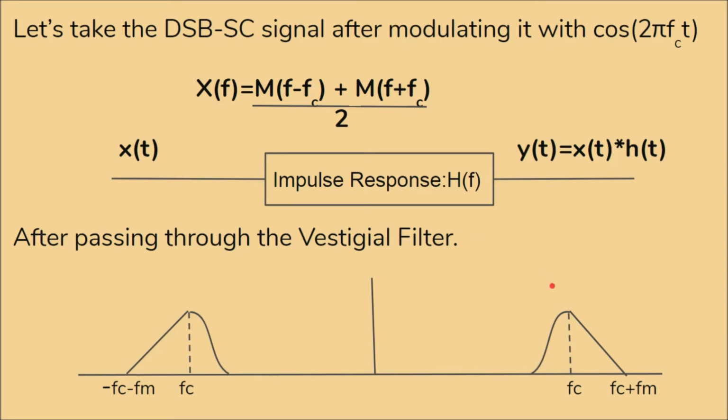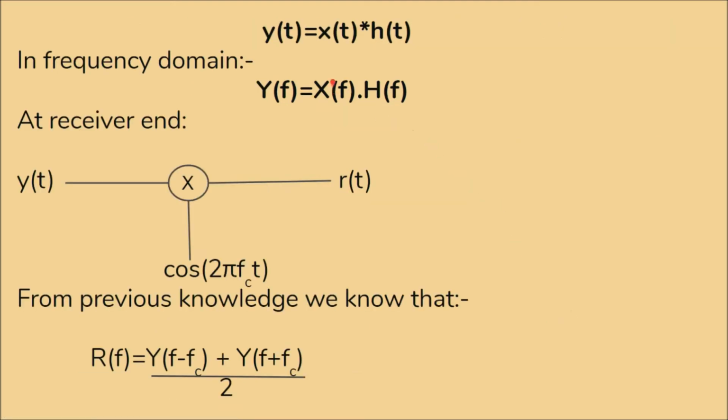Now, after passing through this filter, the output is shown in the below diagram. Here we can see that we have added a part of the lower sideband, which is called a vestige. Therefore it is called vestigial sideband modulation. Now we know that y(t) is x(t) convolved with h(t). So in the frequency domain we can write it as Y(f) = X(f) multiplied by H(f).